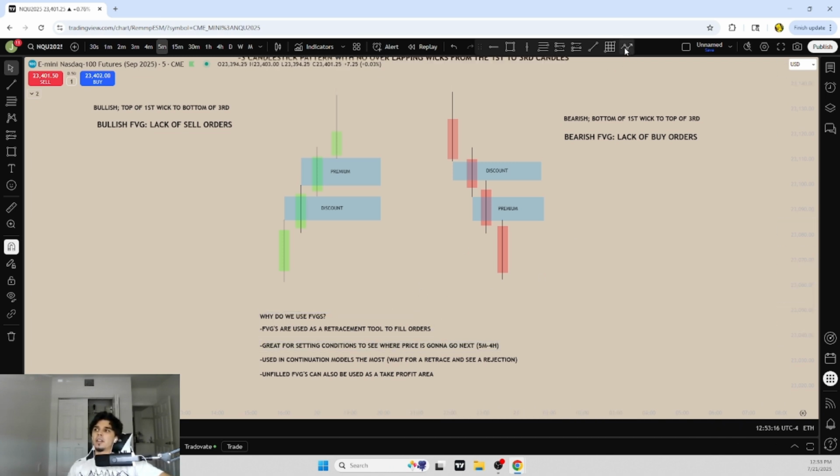So exactly what I said. If price is way up here, what are we most likely going to do? We're going to come down, fill these voids in the market, whether it's the premium or the discount, and then we'll react out of them.